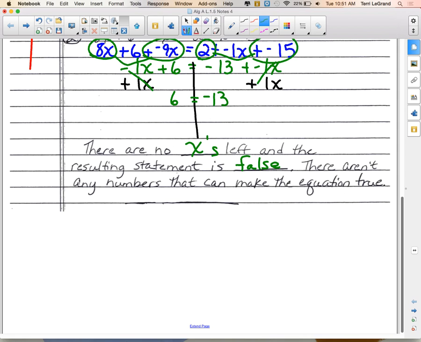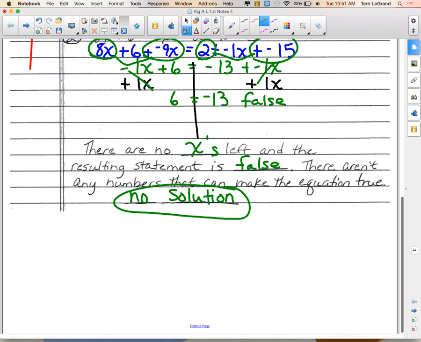We could sit here all day and try something for x. We could go back up here where it was negative 1x plus 6 equals negative 13 plus negative 1x. We could keep trying and trying, and nothing would work. So this is one where we say there is no solution. So when it gets to this part right here, you would say false.